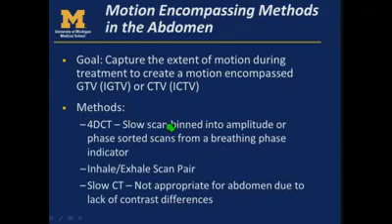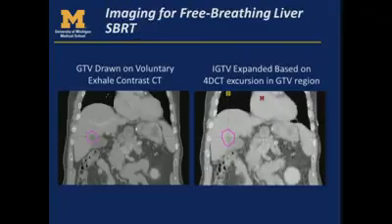And so you can do an ITV approach by taking a 4D CT. This is clearly a slow scan, binned into amplitude or phase-sorted scans from a breathing phase indicator at your simulator. You could do an inhale or exhale scan pair, or you could also do a slow CT, although this is not recommended for abdomen because there aren't the same contrast differences that you'll see in the lung.